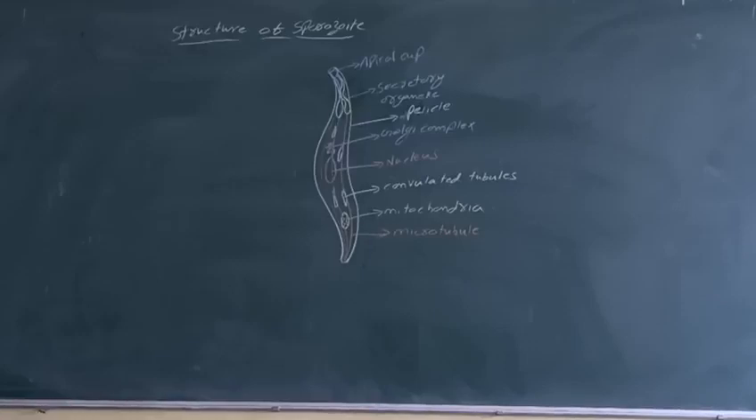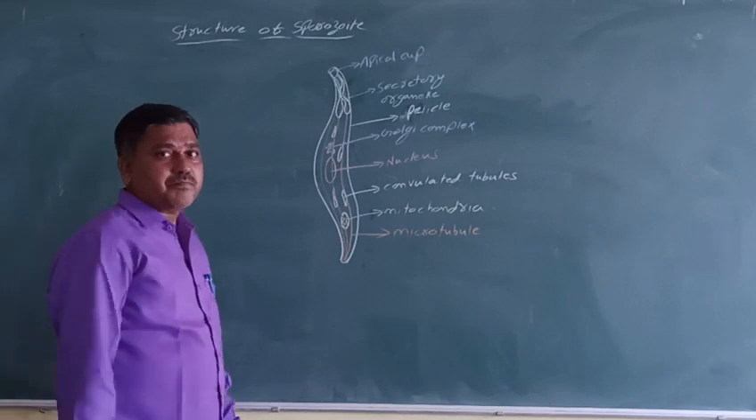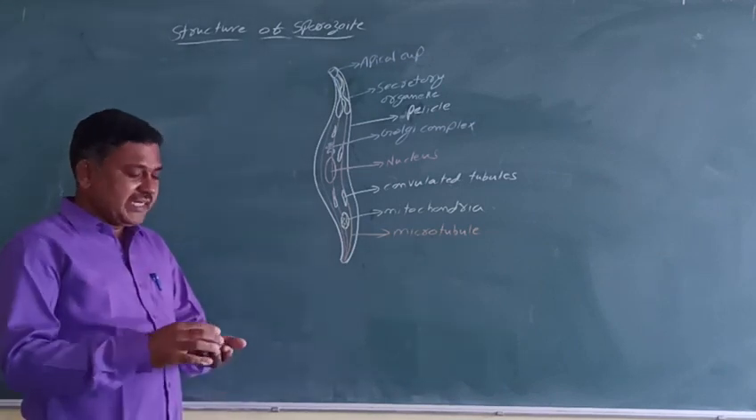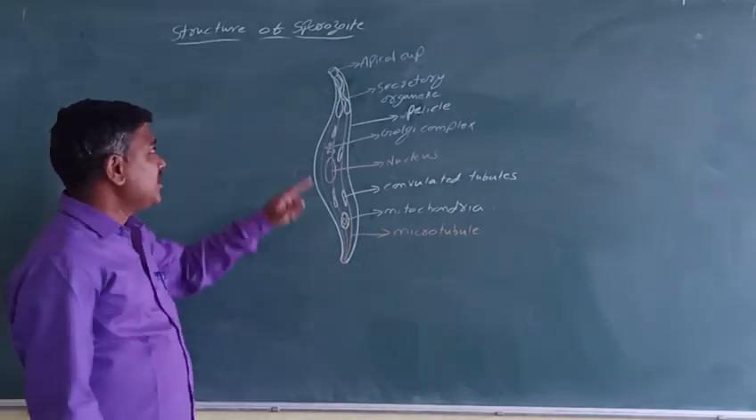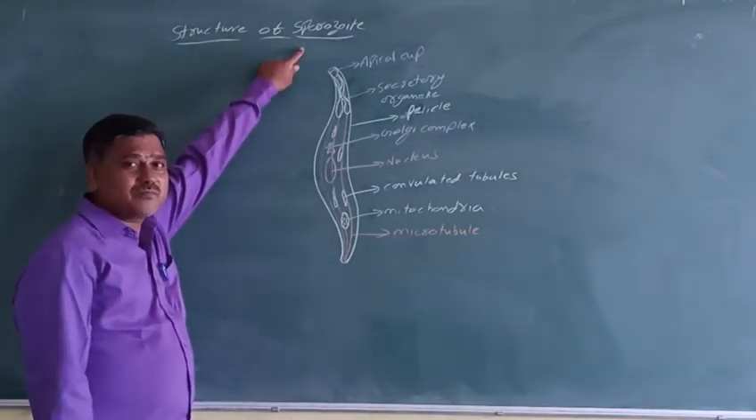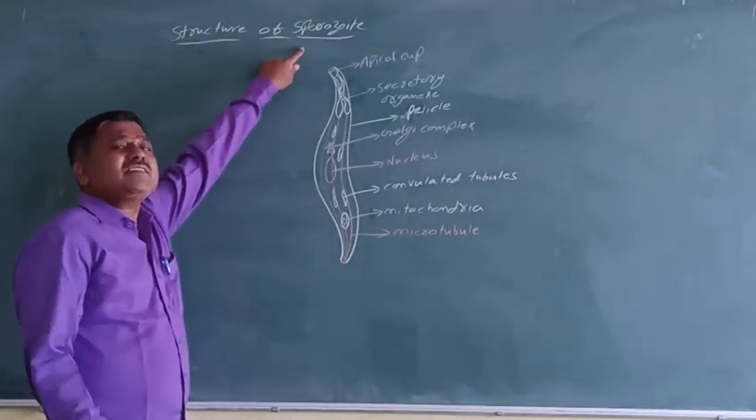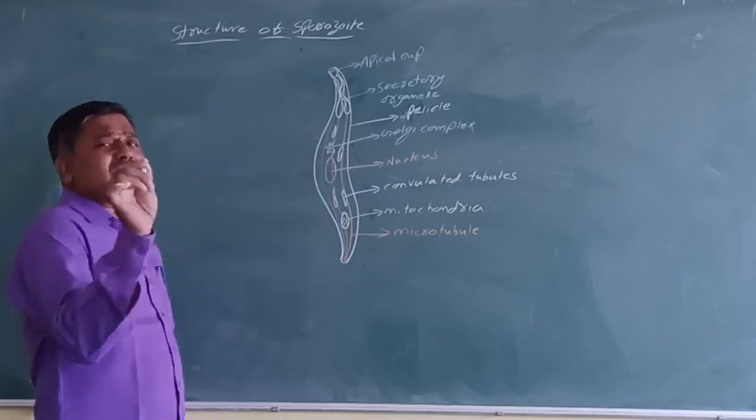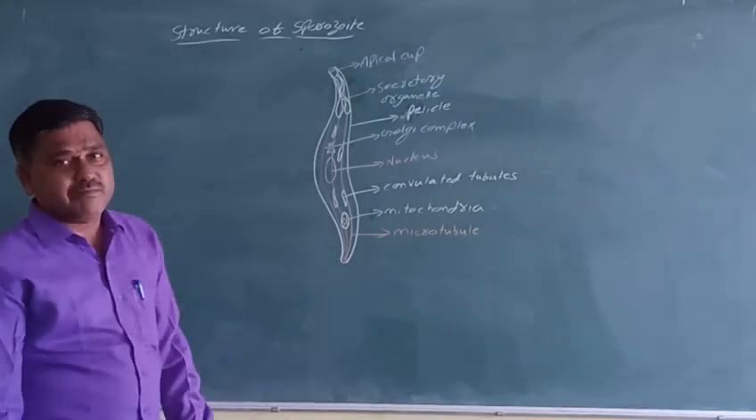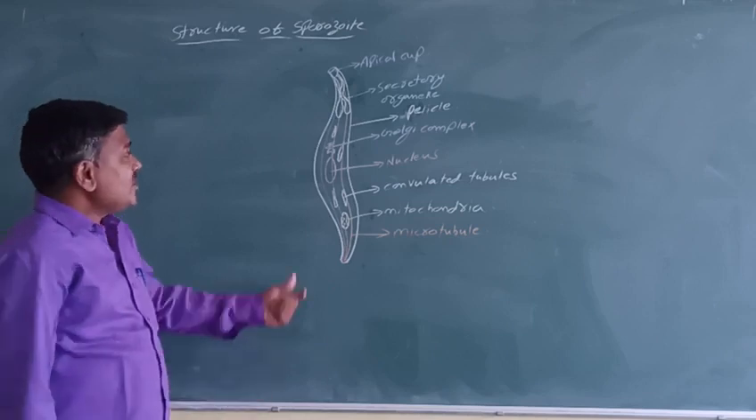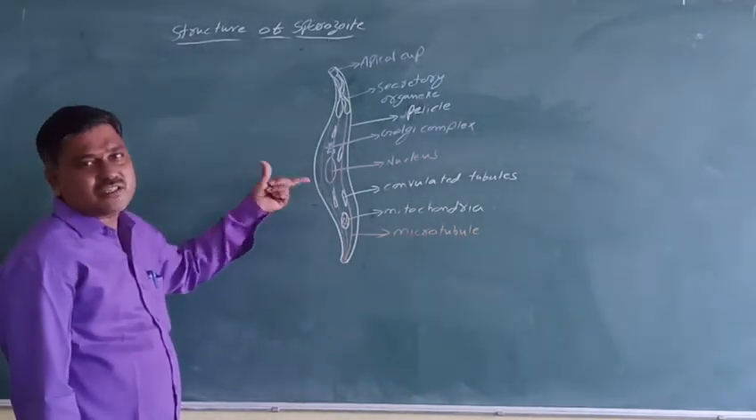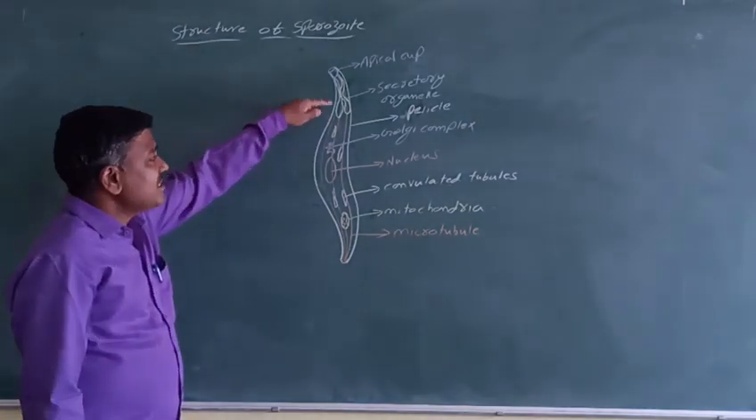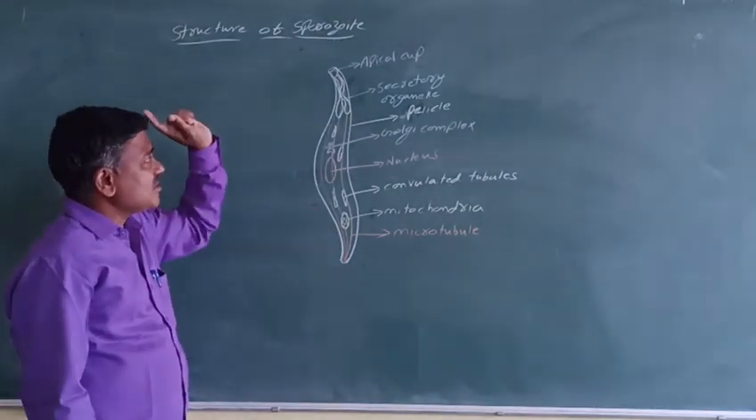So in the last video we studied Plasmodium vivax. Now in detail we will go for the structure of the sporozoite. Already you know what the sporozoite is. The sporozoite is nothing but the infective stage of Plasmodium vivax to human beings. Now this sporozoite is sickle shaped in structure.